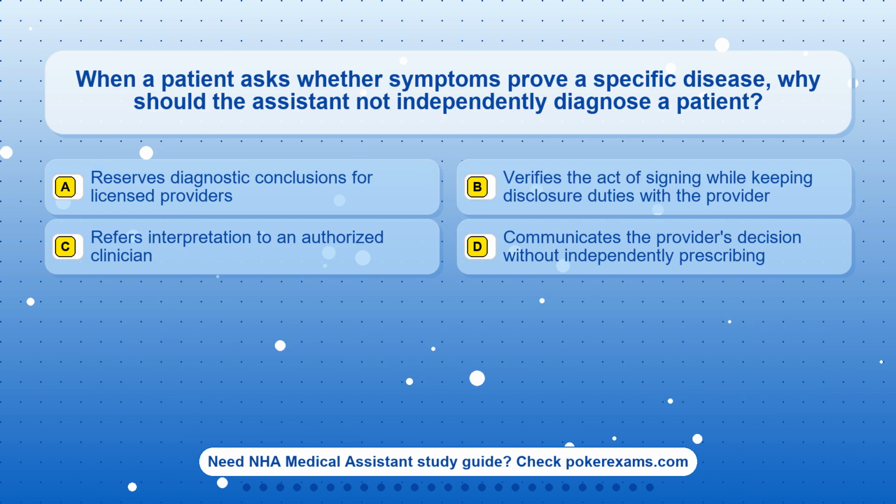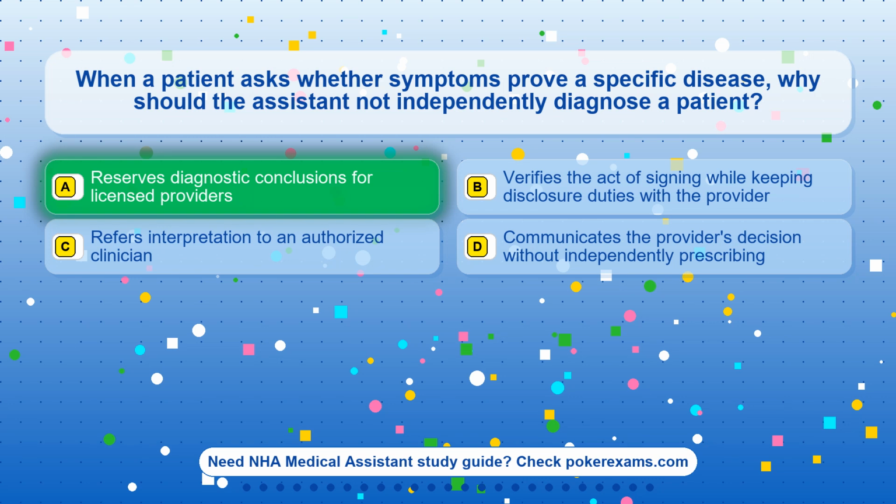Question 11. When a patient asks whether symptoms prove a specific disease, why should the assistant not independently diagnose a patient? Option A. Reserves diagnostic conclusions for licensed providers. Option B. Verifies the act of signing while keeping disclosure duties with the provider. Option C. Refers interpretation to an authorized clinician. Option D. Communicates the provider's decision without independently prescribing.